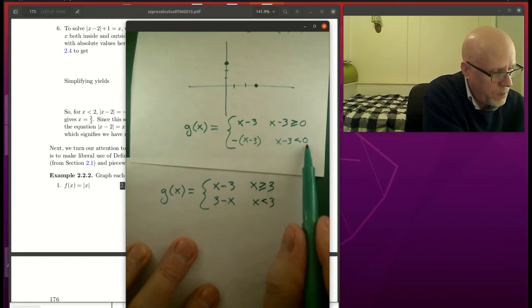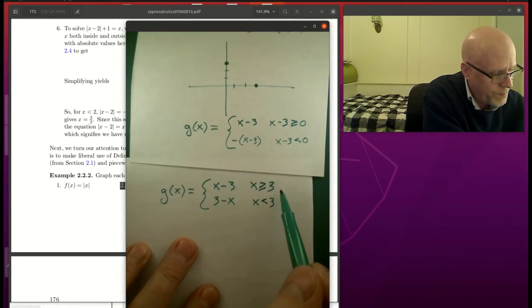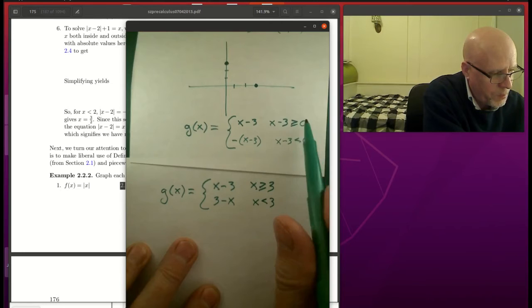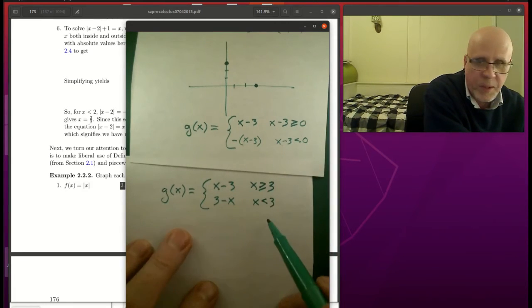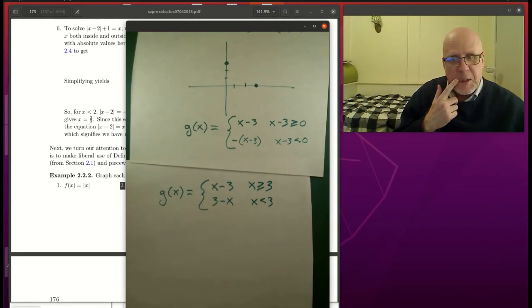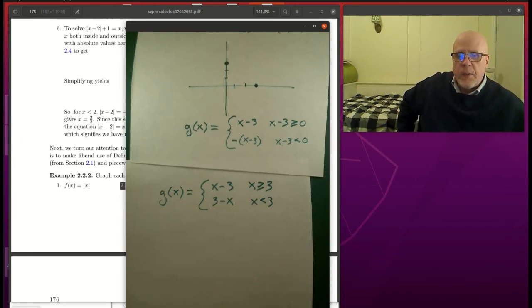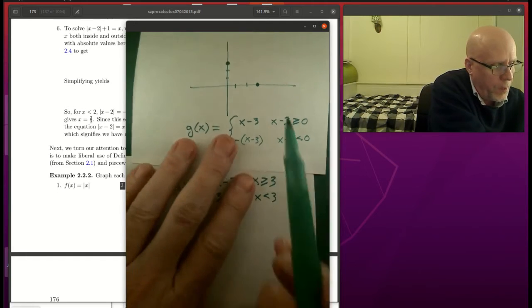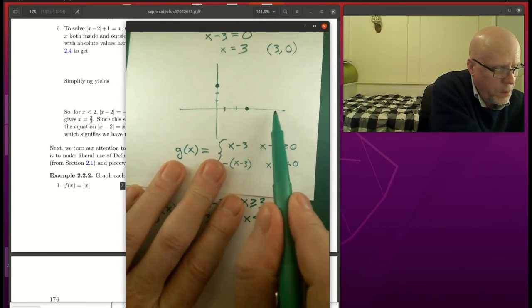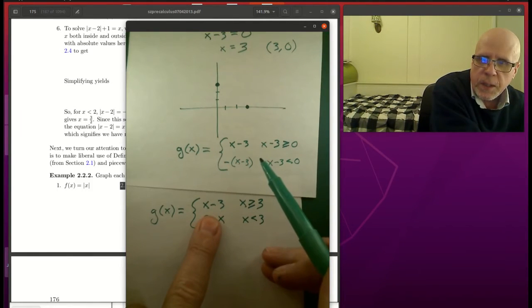Notice that here the dividing line was at 0, here the dividing line is at 3, but really those are equivalent. Okay, so what's the graph of x minus 3 look like? Because that's what we're supposed to graph when x is to the right of 3. That is, if we're over here, we're going to be graphing x minus 3.